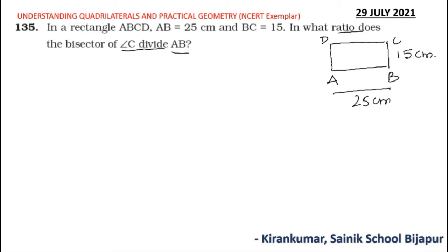So the bisector of angle C is this particular line. Let me name this point as O. When it is a bisector, the angle formed here is 45 degrees. So it's an angular bisector. Now we need to find out in what ratio this divides the line segment AB. If I take this as x, this will be 25 minus x, isn't it? Observe carefully. CO is the bisector of angle C.